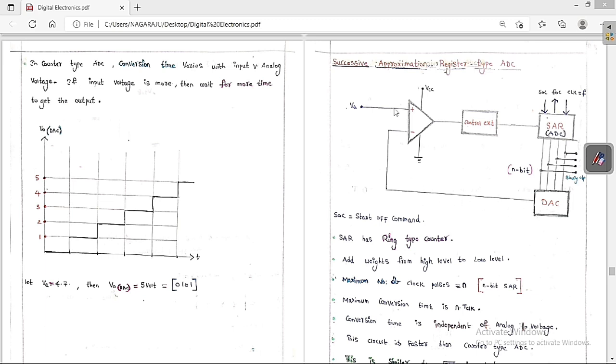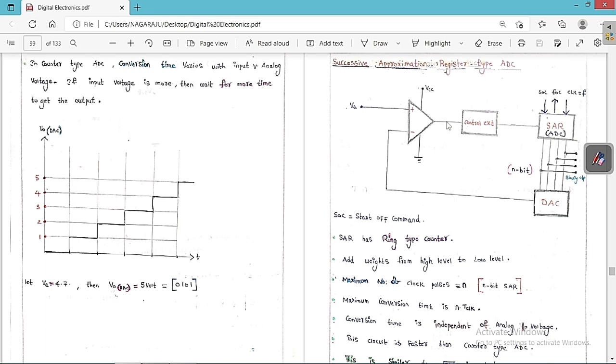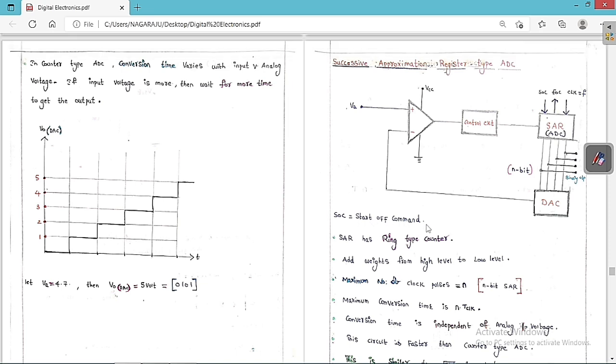Therefore it is going to compare this one. Whenever VA is greater than this voltage, the output is plus VCC. Whenever this voltage is greater than VA, the output voltage is 0. So therefore it is going to stop the process. Same thing here also. SOC is called the start of conversion.